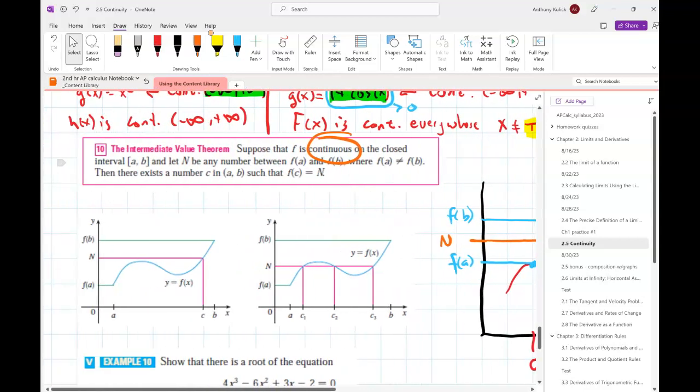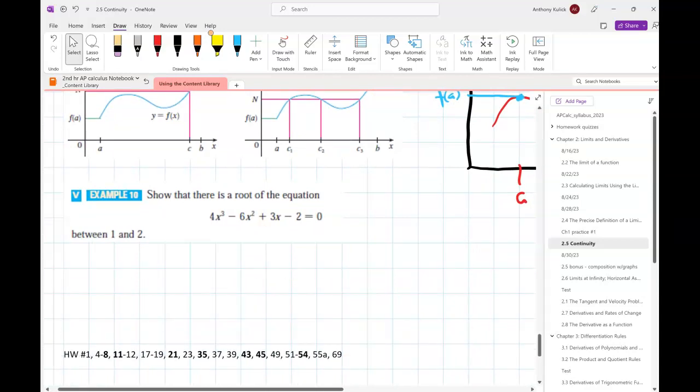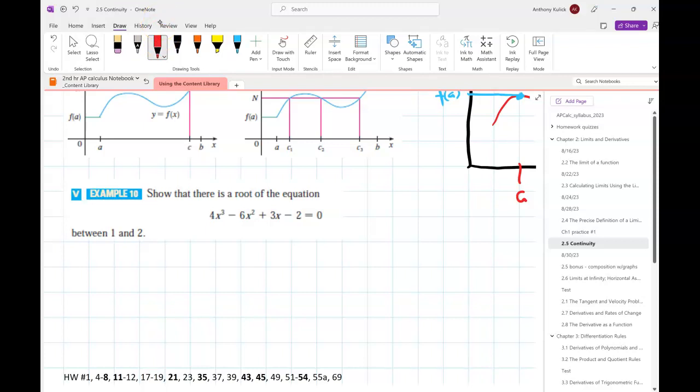All right. So let's look at an example of how we can use this. It says, show that there is a root of the equation equal to 0 between x equals 1 and x equals 2. So the first thing I'm going to do is show that I have continuity on the closed interval from 1 to 2.